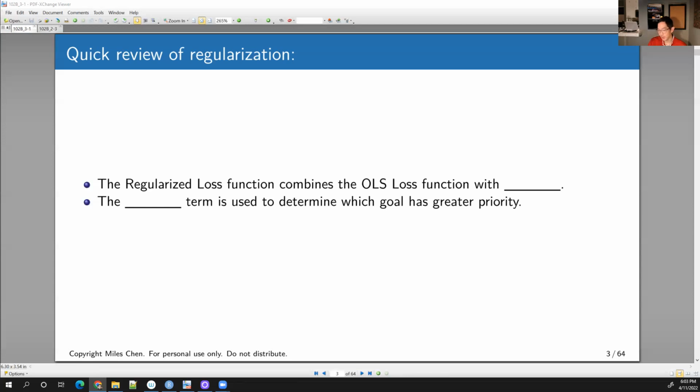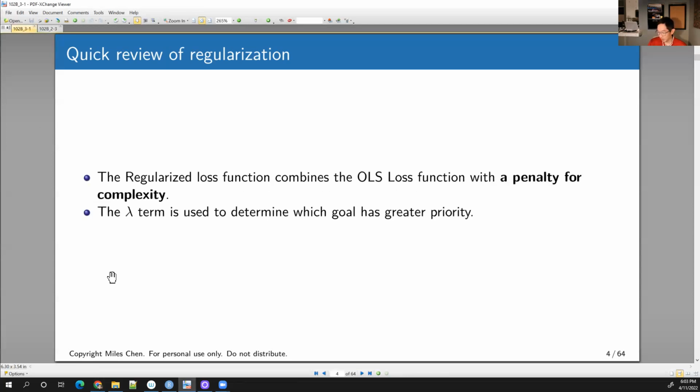Let's see if you guys got the right answer, which is the regularized loss function combines the OLS loss function with a penalty for the complexity. And then the second part is the lambda term, or some constant, okay, is used to determine which goal has greater priority.